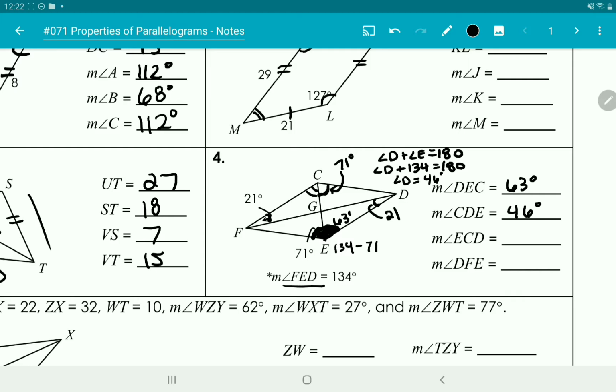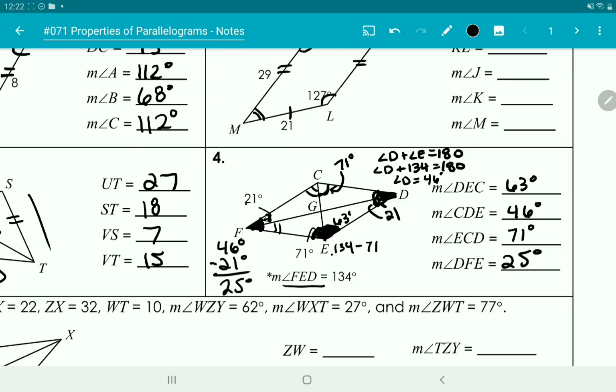Now we need ECD. So we're going to be looking at this one. We've written it as 71 degrees up here. Then DFE. We don't have that one written down. But we do know that the one over here is going to be the same as the one over here, the whole thing. We said that this one was 46 degrees. So if the whole thing is 46 degrees, and we have that 21 degrees is already taken up, that is going to give us 25 degrees.